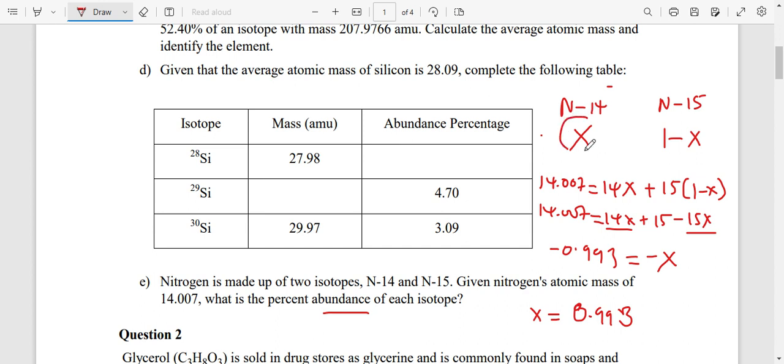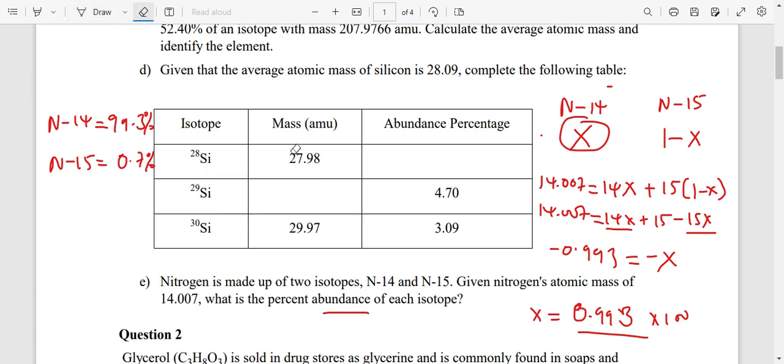This tells us, remember, x was representing nitrogen 14. The abundance for nitrogen 14 is going to be, now this is a decimal, convert to a percentage, multiplied by 100%. So it's going to be 99.3%, meaning that nitrogen 15, the abundance is going to be 100 minus that value. Okay, so we'll say 100 minus the 99.3. That is going to give us about 0.7%. That will be the abundance of the other one. Are we okay? Yeah, we're okay. Okay.